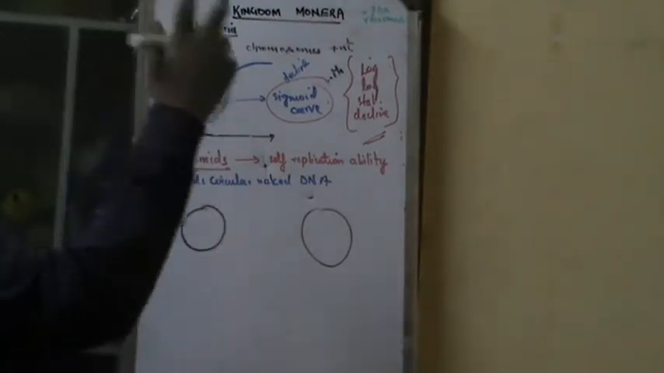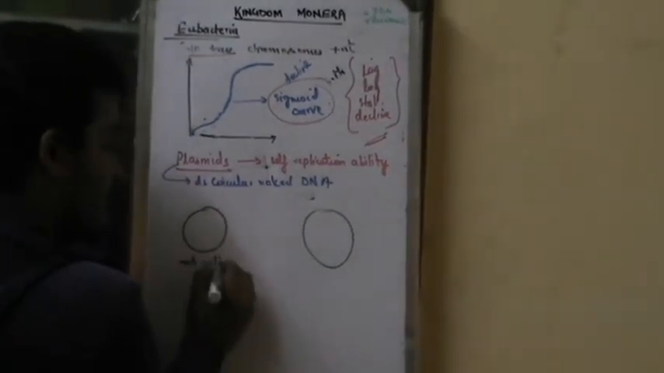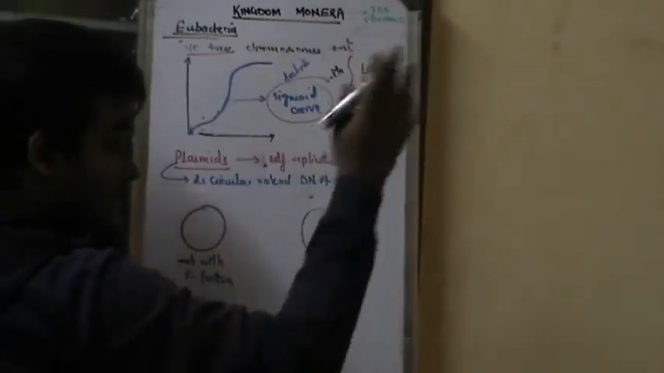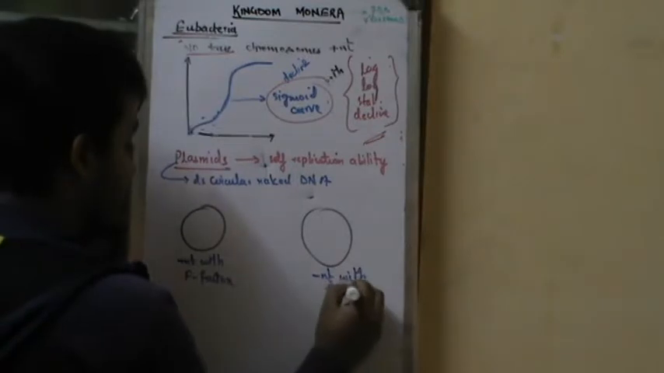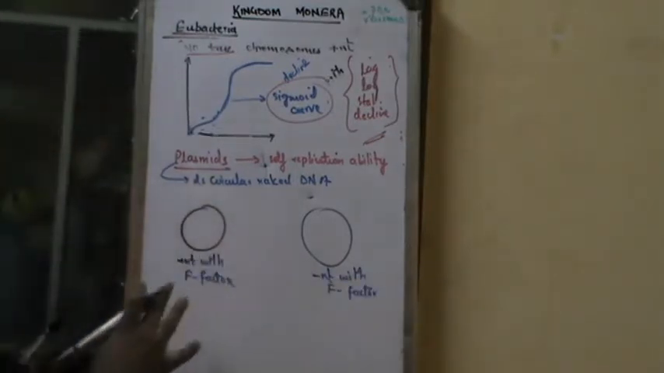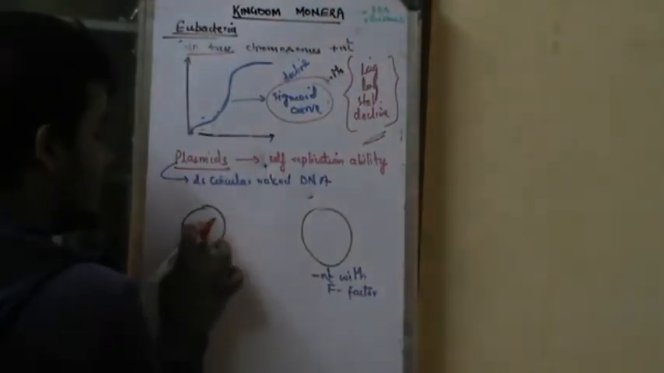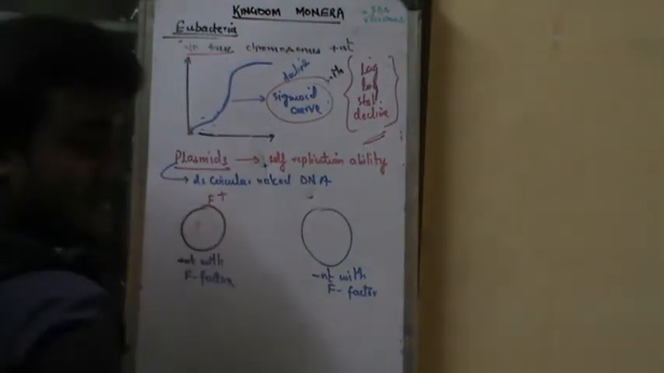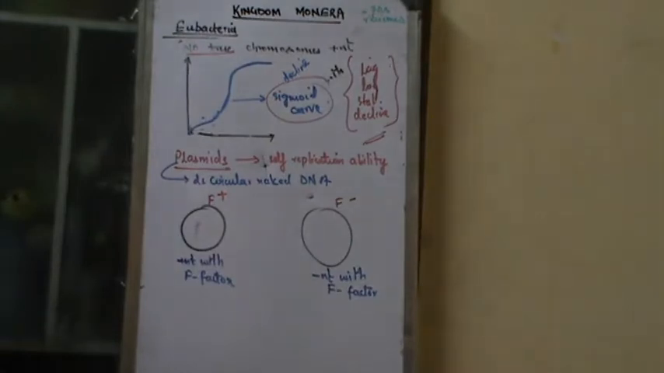Bacteria are classified in two types. One is the bacteria which is present with F factor. Another is the bacteria which is absent with F factor. F factor is absent in one bacteria and present in the other. The bacteria in which F factor is present is called F plus bacteria. The one in which F factor is not present is going to be F negative bacteria, right?